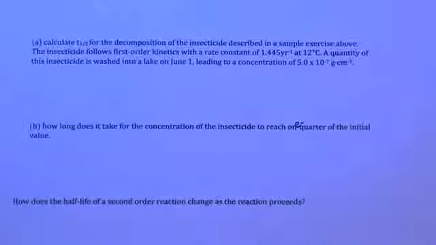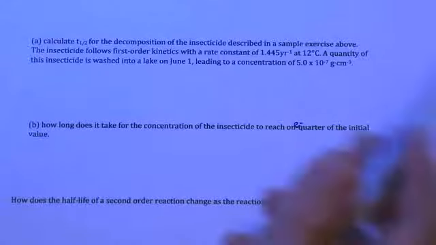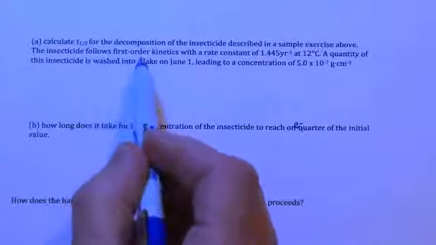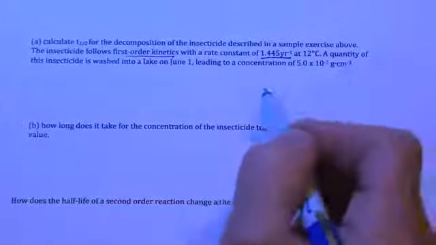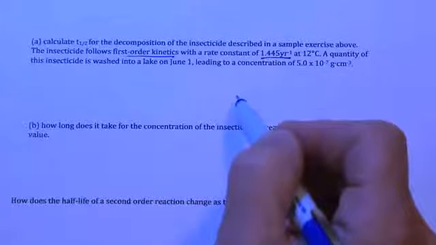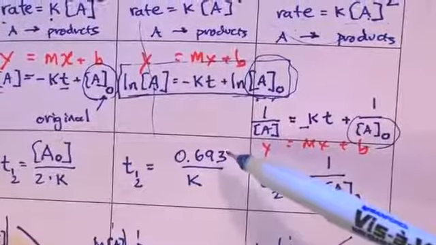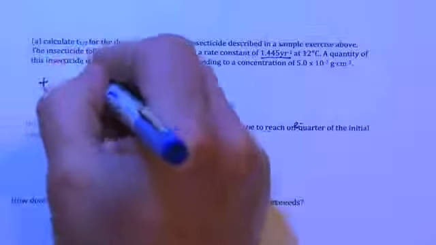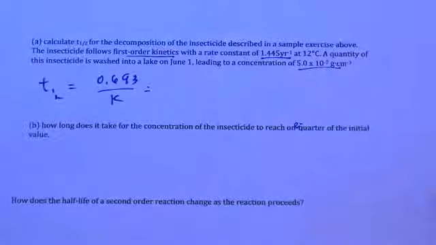Let's see, calculate the half-life for the decomposition of an insecticide described in the sample exercise above. I believe that was in the video cast before. It told us there that the insecticide follows first-order kinetics with a rate constant of this many years, at 12 degrees Celsius, and they tell us an original quantity. But since it's first-order kinetics, remember it follows the first-order half-life equation right here, which is T1/2 is equal to 0.693 divided by k. It's independent of the amount we started with, so we really don't need to know that concentration at all.